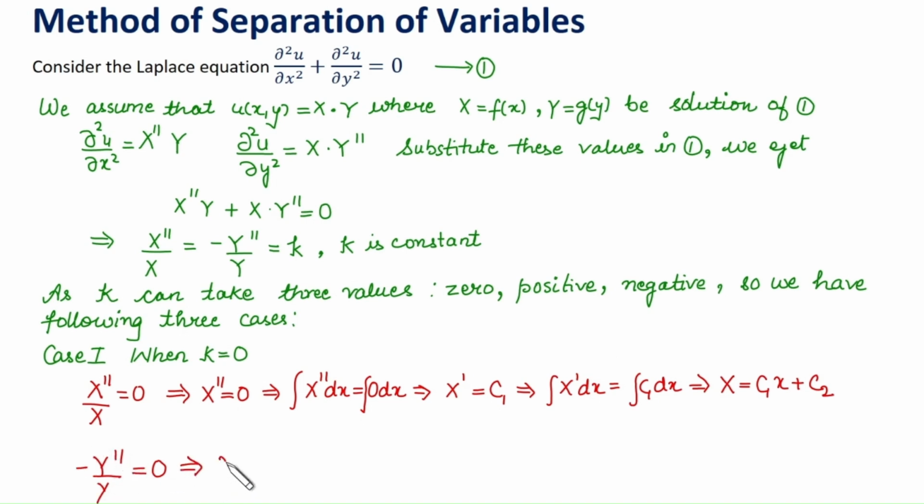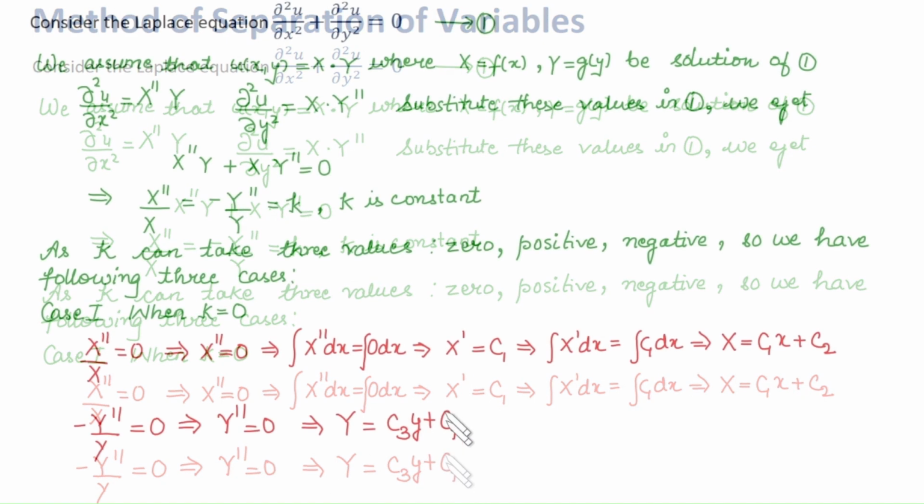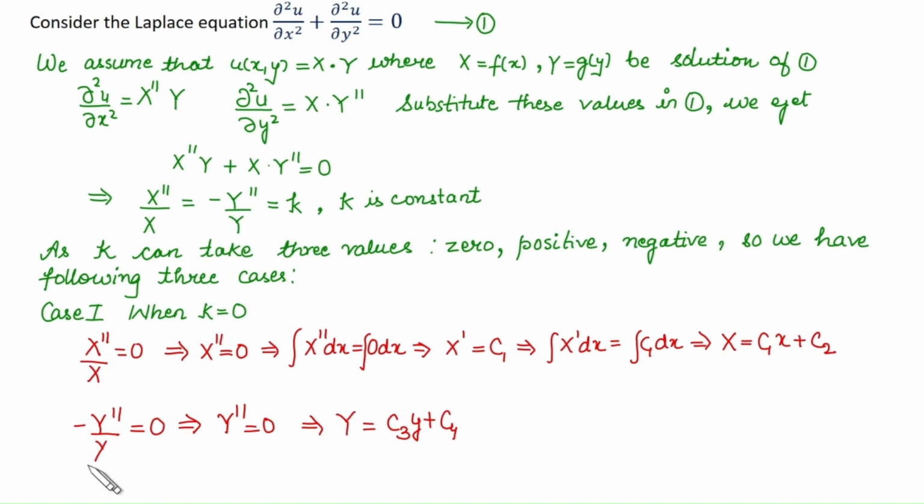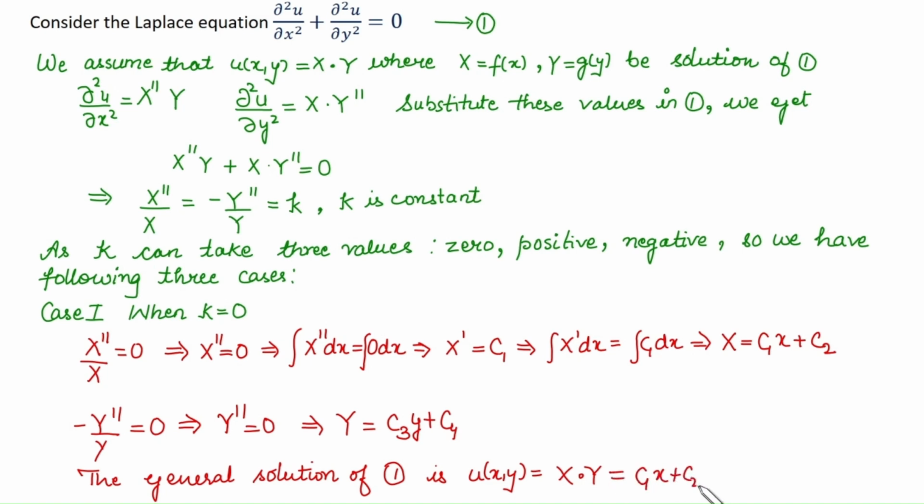We can write second order derivative of Y is equal to 0. As we got second order derivative equal to 0 in the previous case and we got X as a linear function, according to the same concept, we will get the value of Y as a linear function in terms of the y variable. So we can use other constants, let it be c3 into y plus c4. We have the value of X and Y. The general solution we can write is a product of these two because we assumed the solution is a product of X and Y. So we get (c1 x plus c2) multiplied by (c3 y plus c4).